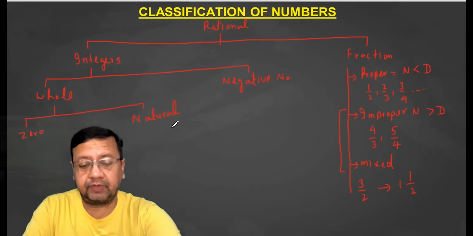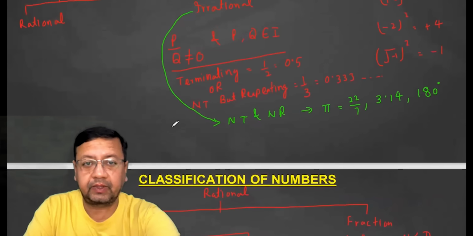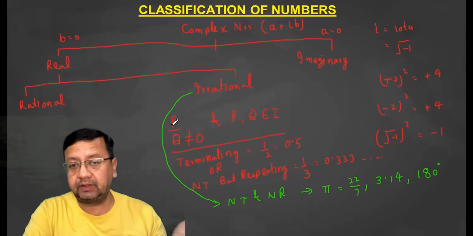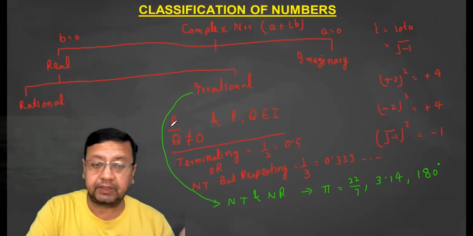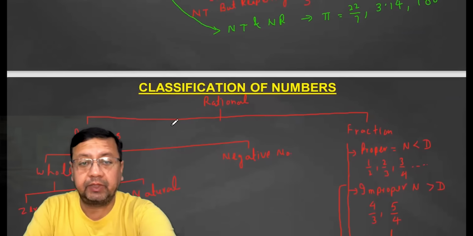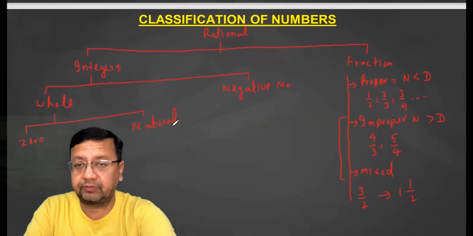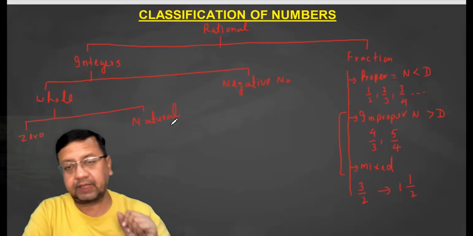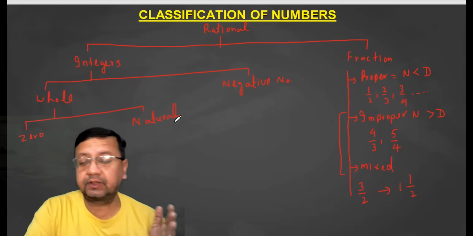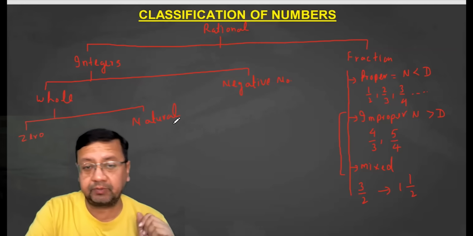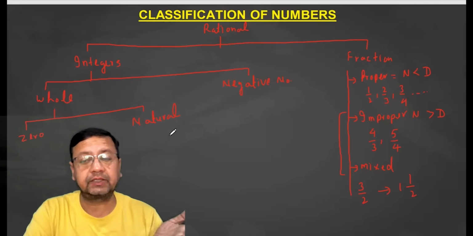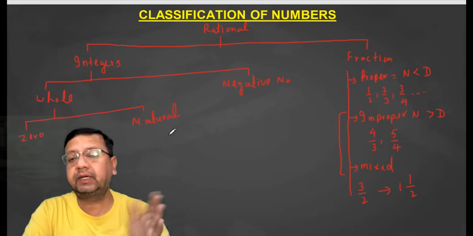So if I go back here, done. First the complex numbers, then real and imaginary, real are rational and irrational. Then rational numbers can be what? Integers and fractions, right? Yes, absolutely correct. Integers are what? That is the whole numbers and the negative numbers, right? Whole numbers, if I take out the zero, what is left over with me? That is the natural numbers.